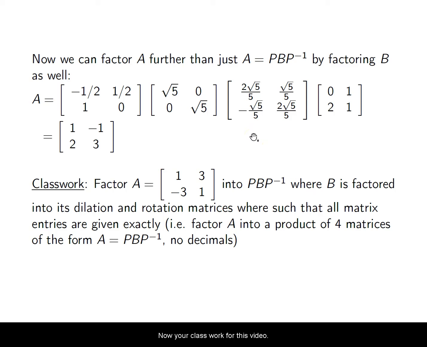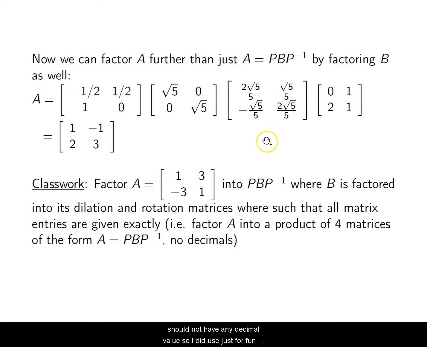Now, your classwork for this video is to do what we just did for this matrix A. So you're going to turn this into PBP inverse, where B is also factored into its dilation and rotation matrices, where all the entries in the matrix are given exactly. So what does that mean? Factor A into a product of 4 matrices of this form, no decimals, right? So your B should also be factored. You should not have any decimal values.